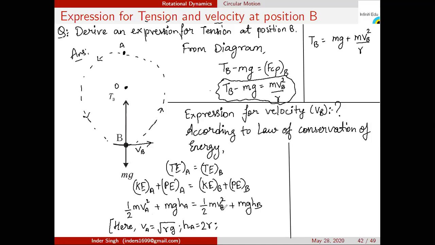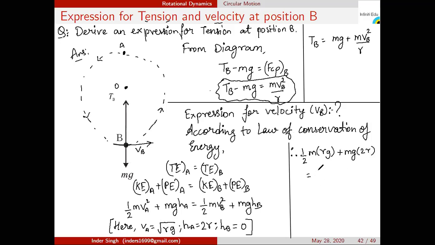You have to calculate the value of vb. This is an expression for vb. You know the value of hb. hb is the height of the bottom position, which is nothing but 0. Okay, so we are going to substitute these values in this equation. So what we have is half m va square. Root and square will get cancelled. This is nothing but multiplied by rg. Okay, plus mg times ha, which is 2r, so this will be 2r.